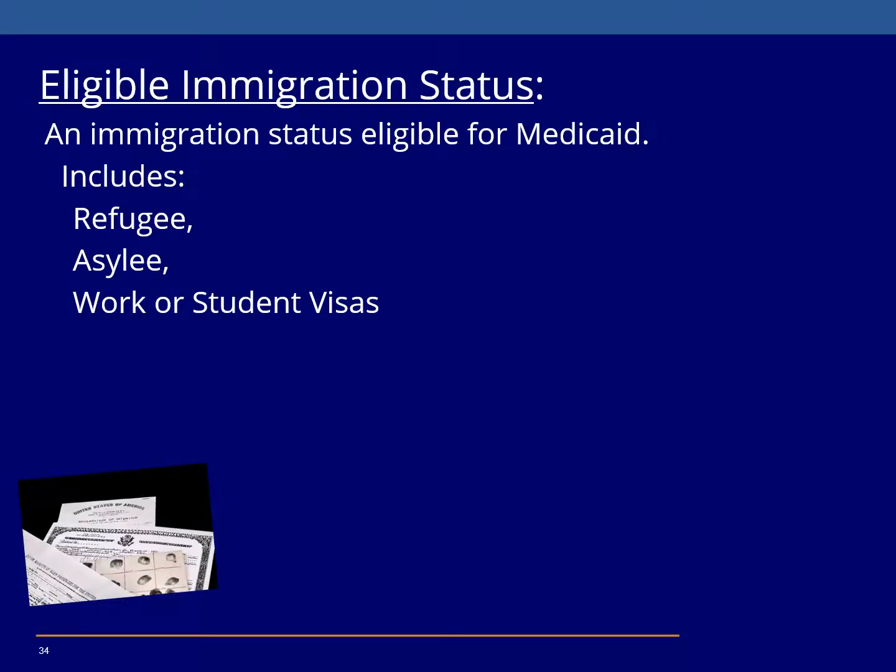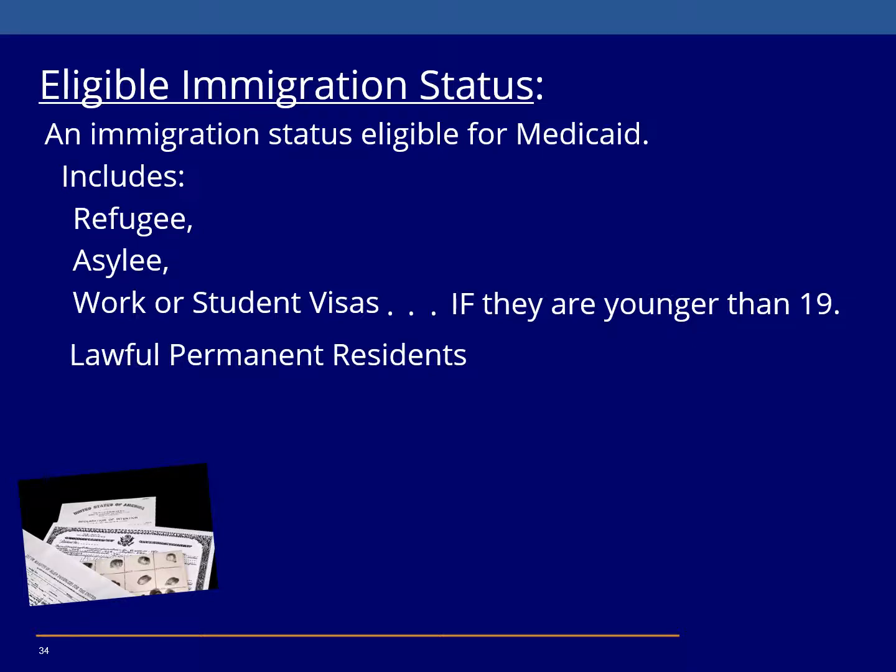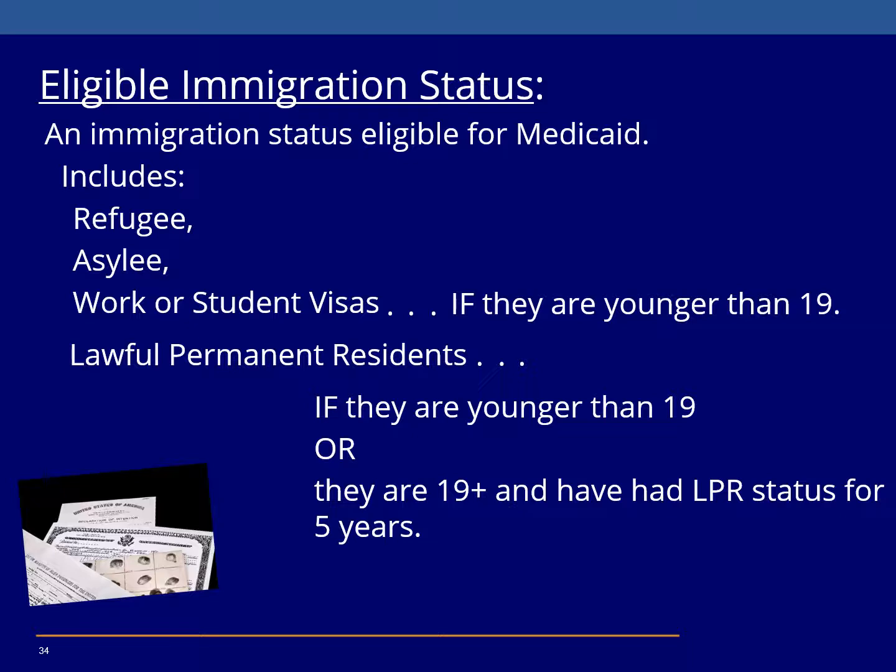Then we come to eligible immigration status, which means an immigration status that is eligible for Medicaid. This includes refugees and asylees, and folks with work or student visas if they are younger than 19, and folks with lawful permanent resident status if they are younger than 19 or 19 or older and have had LPR status for 5 or more years.